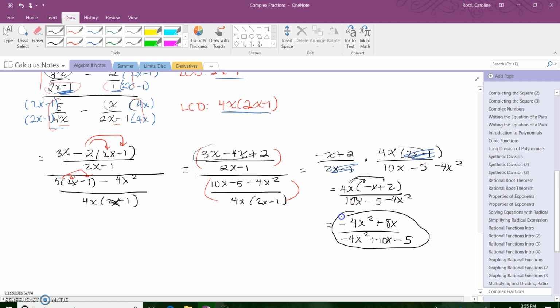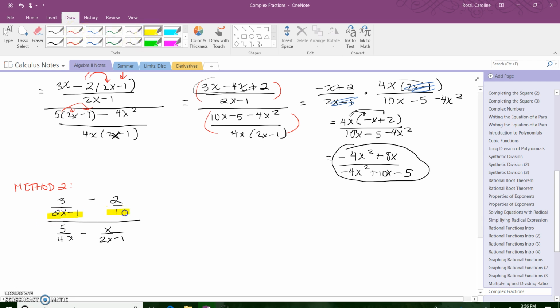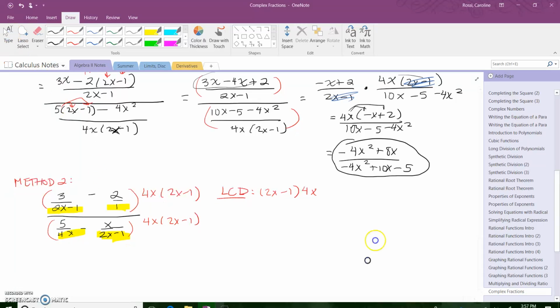So let's see if we get this when we do method 2. All 4 of our denominators here, we want the LCD of everything. So our giant LCD here, let's see, 2x minus 1 repeats. So just put that once, and then I have a 4x, and then I have a 1, but 1's really irrelevant. So let's multiply our whole top by 4x, 2x minus 1, and our whole bottom by 4x, 2x minus 1.